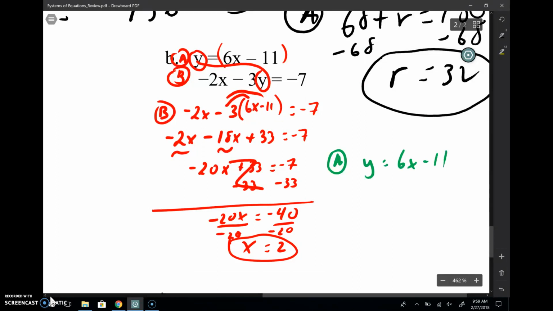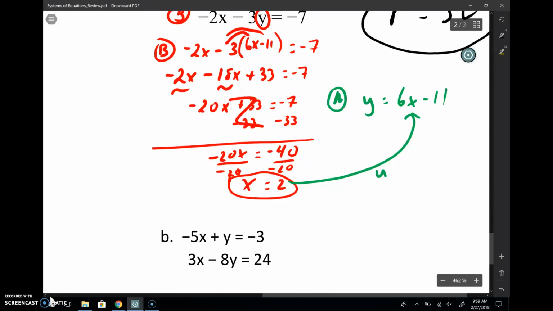Now we substitute it in right there. So I get y is equal to 6, instead of x, I write times 2, minus 11. 6 times 2 is 12, minus 11. Y is 1. And there's my answer. I get 2, 1.